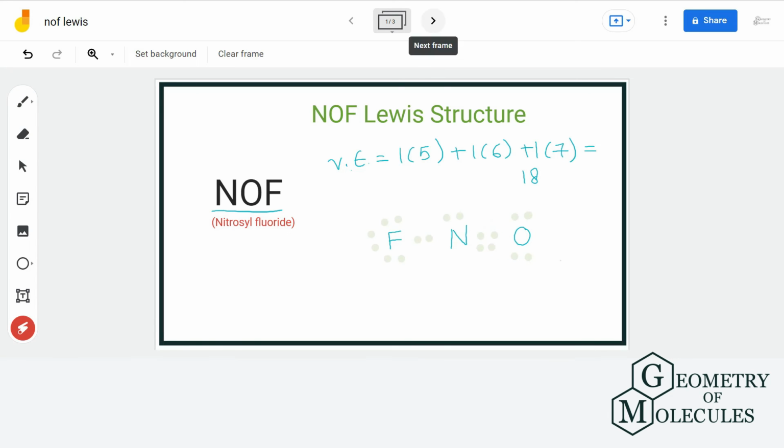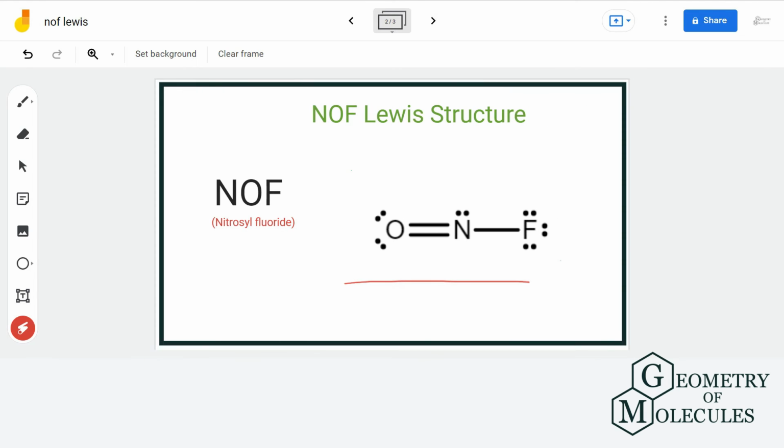So every atom in this structure has zero formal charge and a complete outer shell. So this is the final Lewis structure of NOF.